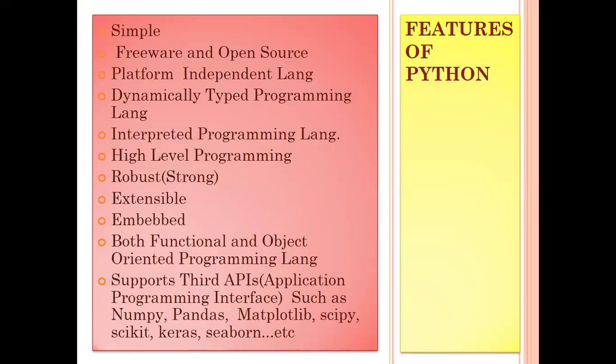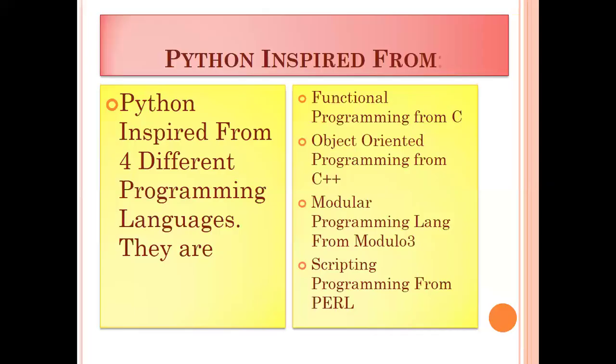What are APIs? APIs are application programming interfaces, such as NumPy, Pandas, Matplotlib, SciPy, Scikit, Keras, Seaborn, etc. Now we want to know where Python is inspired from. Python is inspired from 4 different programming languages. It has learned functional programming from C, object-oriented programming from C++, modular programming from Modula-3, and scripting from Perl.